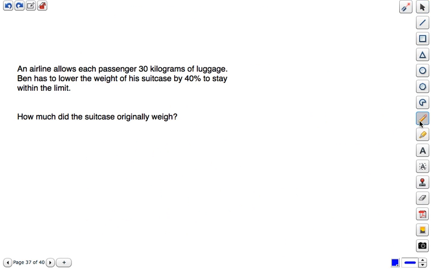Okay, next one. An airline allows each passenger 30 kilograms of luggage. Ben has to lower the weight of his suitcase by 40% to stay within the limit. So we want to figure out how much the suitcase originally weighed. So in this case we're going to be setting up an equation to help us figure out what that suitcase originally weighed. Okay, so here's our equation.